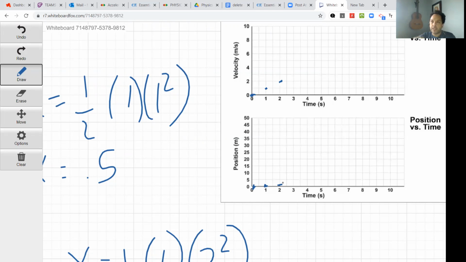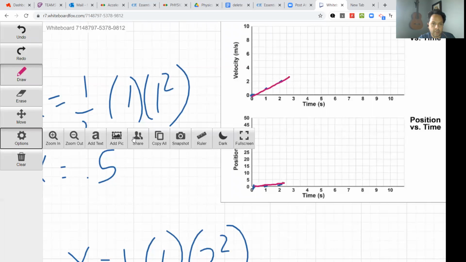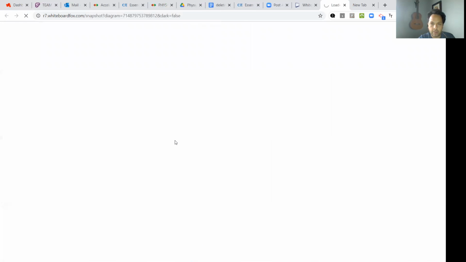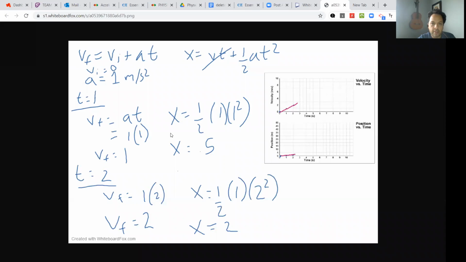And once you're done, you could bring this over. So I'm going to start connecting the lines. So this one looks like that so far, and this one like that. So let's say this is done. Let's see what this looks like.